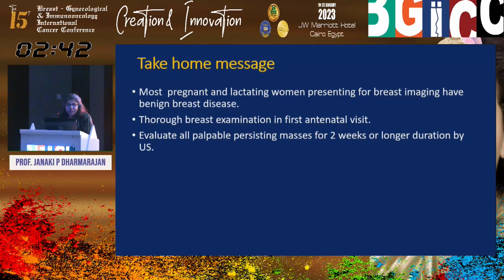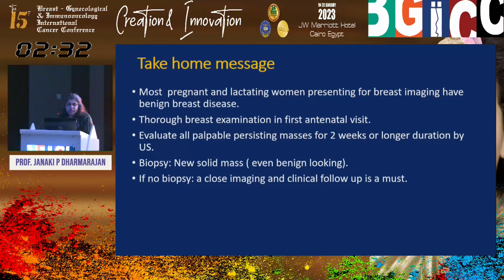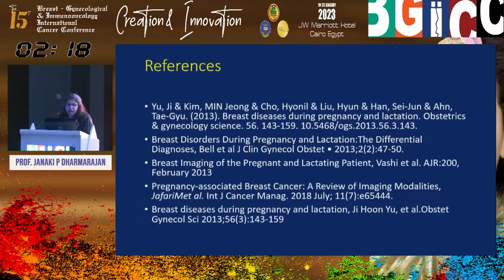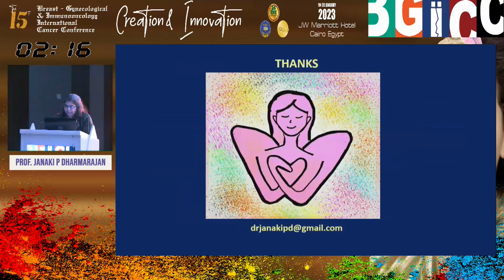We have to evaluate all palpable masses that persist for more than 2 weeks or longer with ultrasound, and biopsy any new solid mass, even if it is benign looking. If no biopsy is done, inform the patient well that close imaging and clinical follow-up is a must. And even if no abnormalities are discovered on ultrasound or mammography, biopsy should be performed from the region of persistent palpable nodularity or thickening. So these are the references, and thanks for your patience.